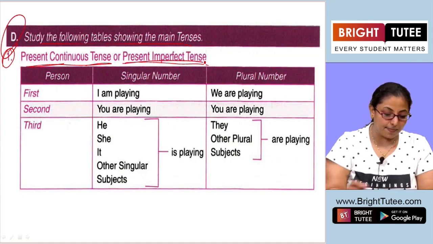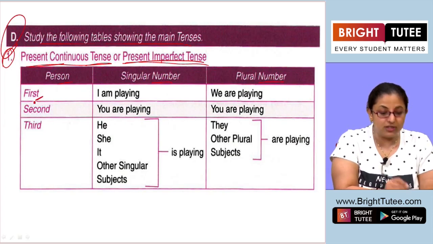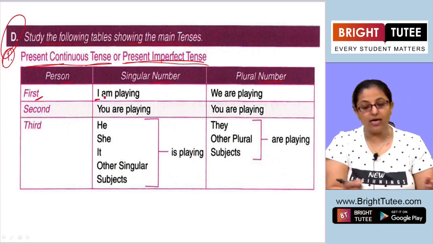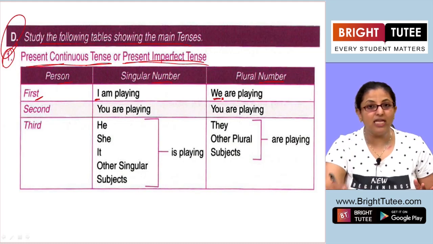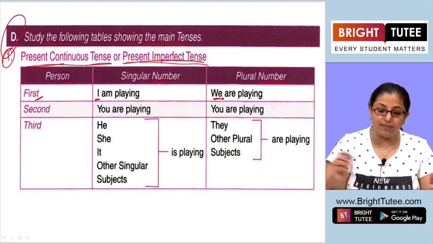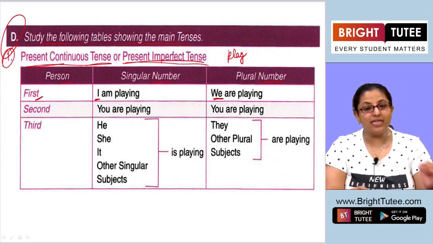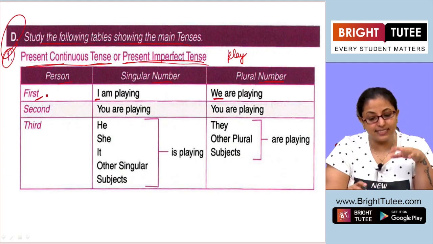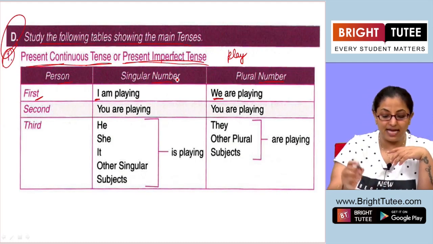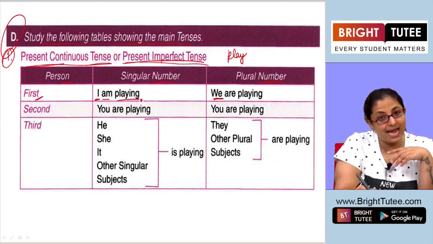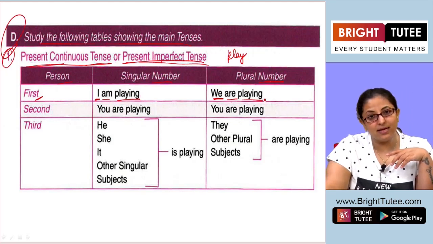Let us study this table. Person, singular number and plural number again. Let's talk about the first person first. I. Singular number is I and the plural number is we in the first person. The verb they have used here is play again. So in the first person, in the singular number, in present continuous tense, they have written I am playing, and if it is a plural number, we are playing, right?